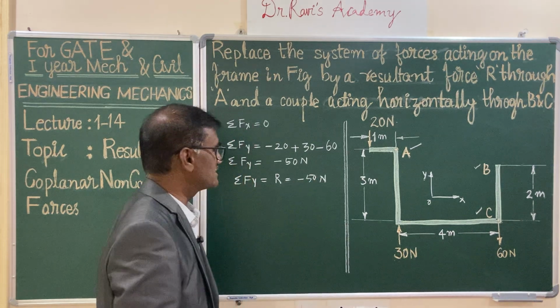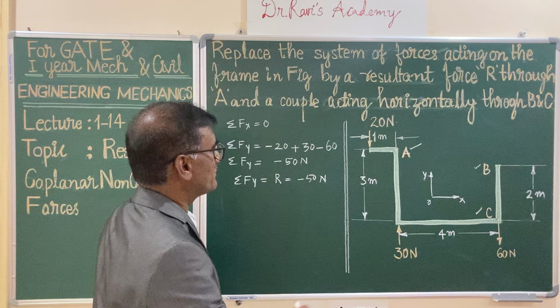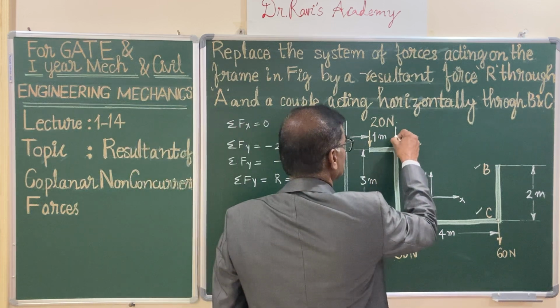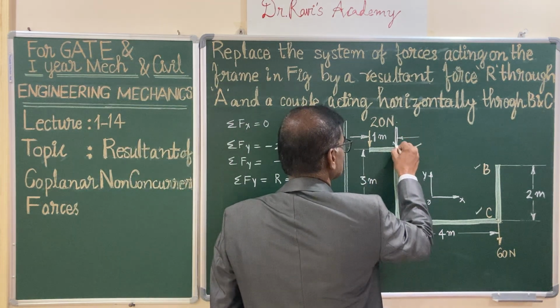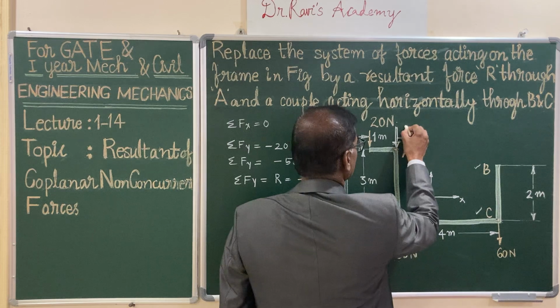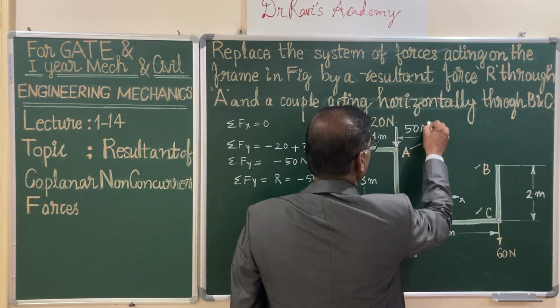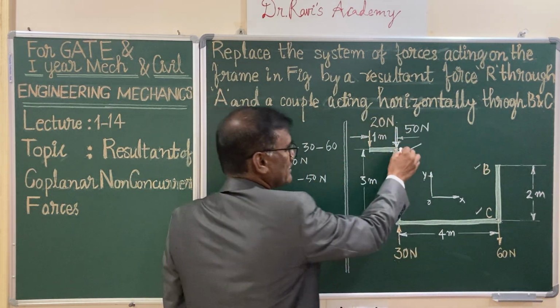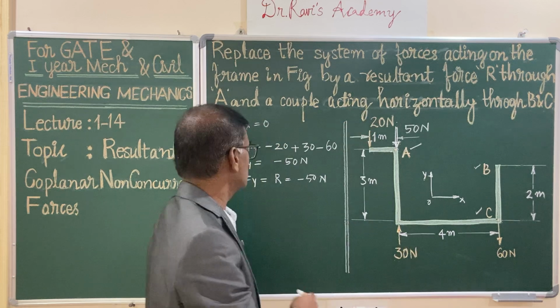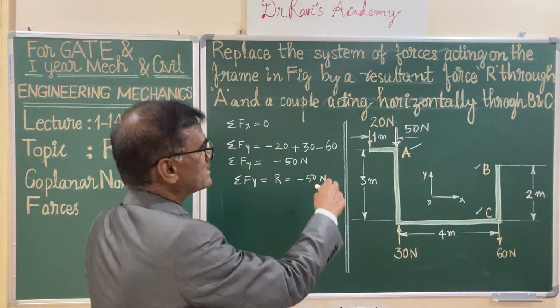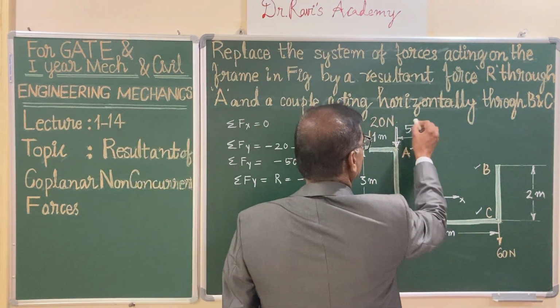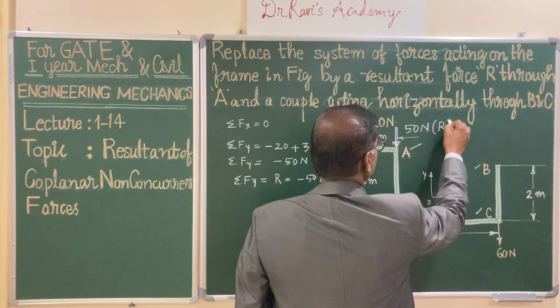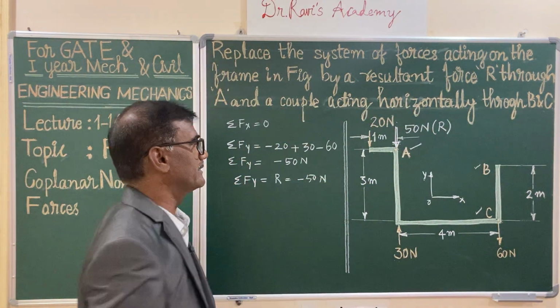So let us represent this force at point A. I am representing this resultant force 50. I am not using the minus sign, I have indicated it by means of an arrow downwards. So this is your R. You can say it is a resultant force acting downwards at point A.